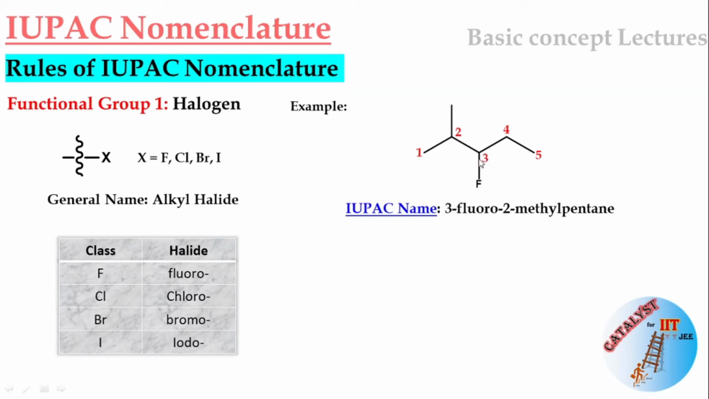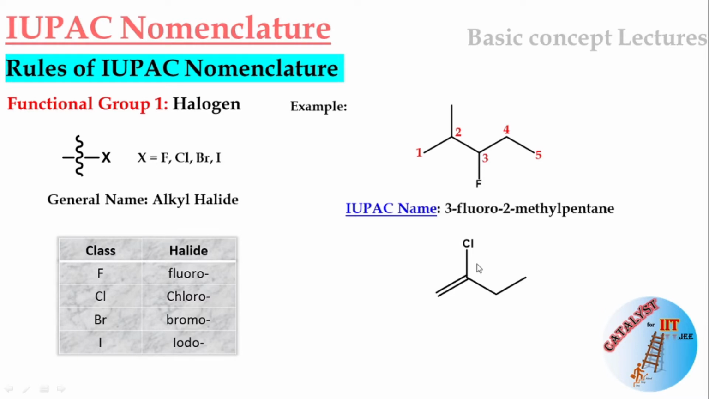So the IUPAC name will be 3-fluoro, as on the third position your fluorine functional group is present, and 2-methyl. On the second position this substituent is present, and this substituent contains 1 carbon, that's why it will be methyl. And in your parent chain the number of carbons present is 1, 2, 3, 4 and 5. 5 means pent, and this hydrocarbon is saturated, so it will be ane. So 3-fluoro-2-methylpentane. Fluoro comes first before methyl because alphabetically F comes before M.